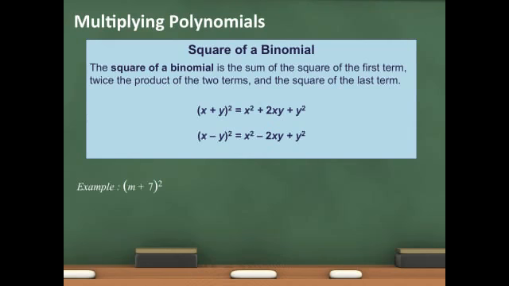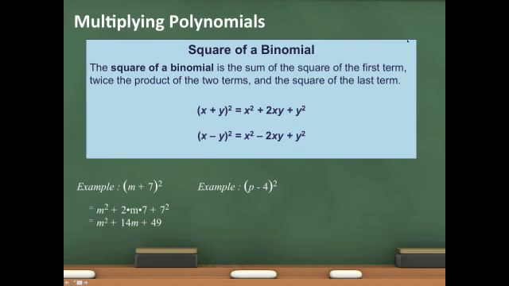In the first example, we have the binomial m plus 7, which is raised to the second power. By using the definition, we rewrite the problem as m to the second power plus 2 times m times 7 plus 7 to the second power. Upon multiplying, we get m to the second power plus 14m plus 49.